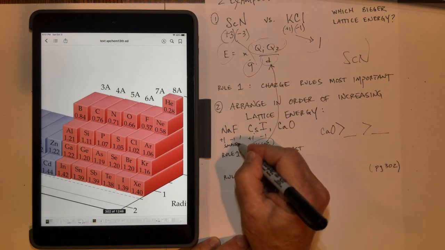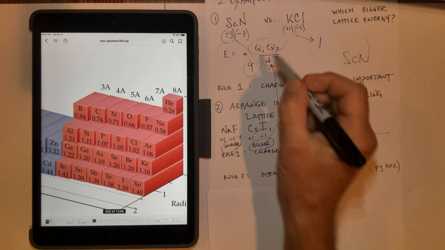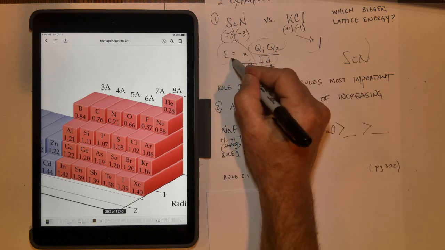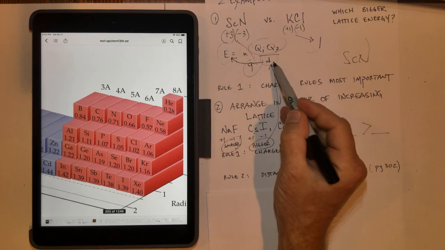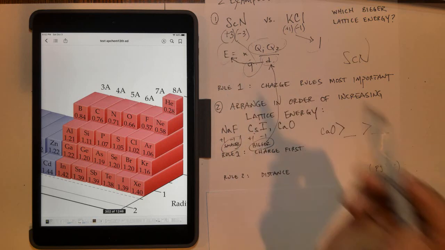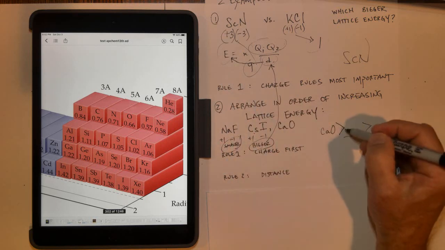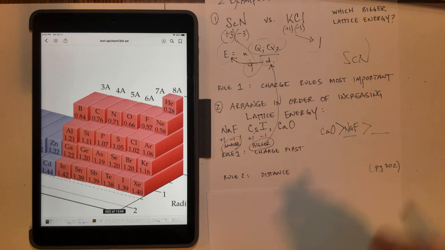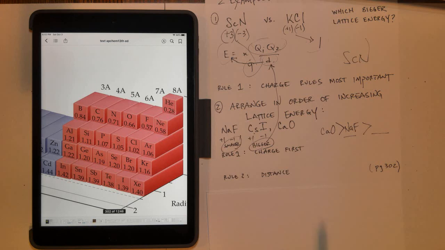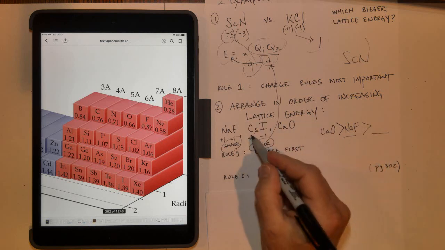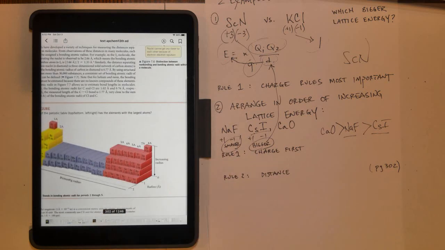And now you just need to think mathematically for a second. If you have a bigger D right here, how does that affect this number on this side of the equation? So if you divide by a larger number, of course, you're going to get a smaller energy right here. And so our larger lattice energy would be NaF. And it probably makes sense in your mind, too, because they're closer together, so they stick together better, so they'd have a higher energy holding them together. And then CsI would be our one with the least or lowest lattice energy.